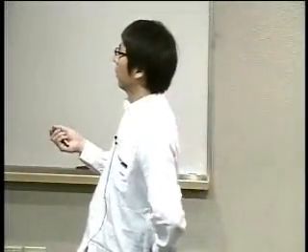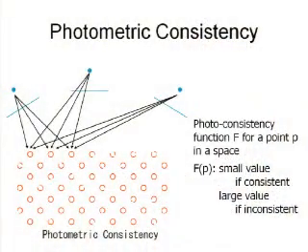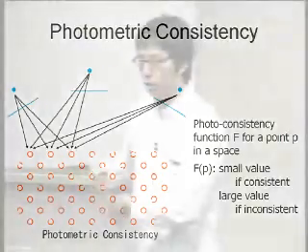So here's the overview for the rest of my talk. First, I'm going to talk about the photometric consistency function. It's more of an introduction for people who don't know reconstruction and multi-view stereo, the key concepts. Then I'll talk about the main ideas of our approach, detail the algorithm, show some results, and talk about some future work. So first, the photo consistency function.